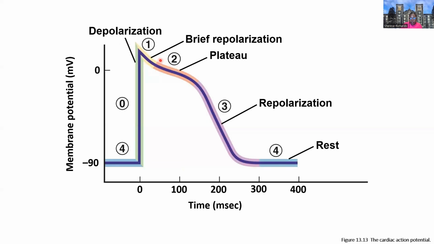Then we interrupt that repolarization by closing potassium and opening calcium. That gives us the plateau or the sort of stalling phase. And then we close the calcium, open the potassium, and now we can continue on with that repolarization back down to -90 at rest.